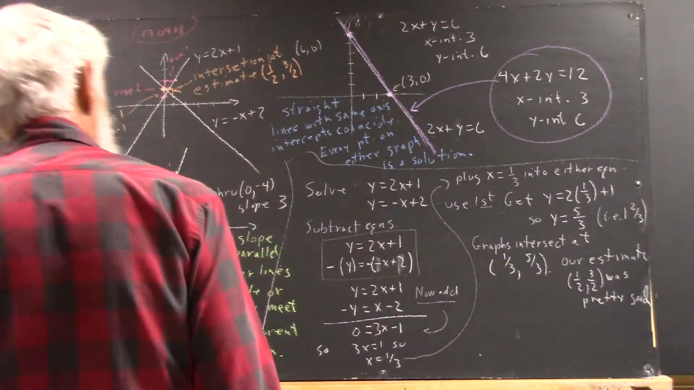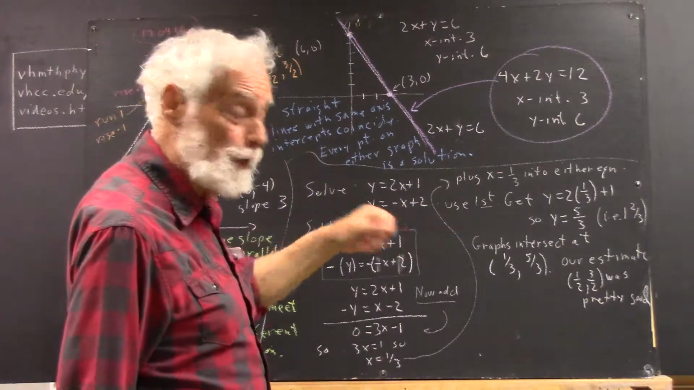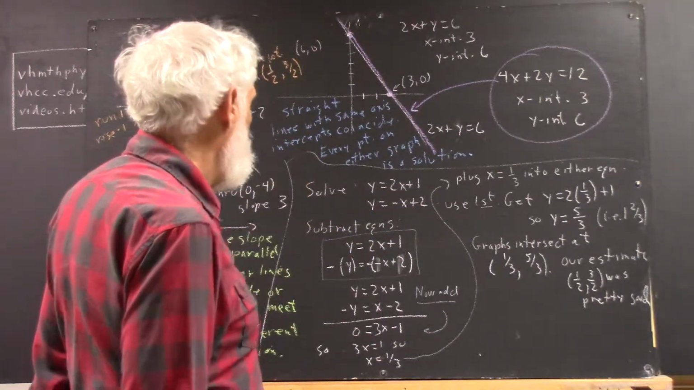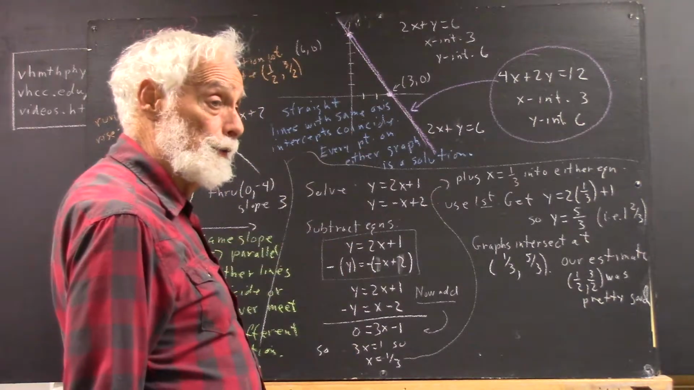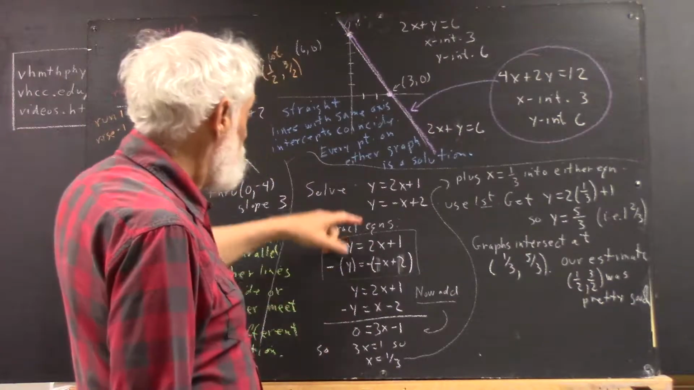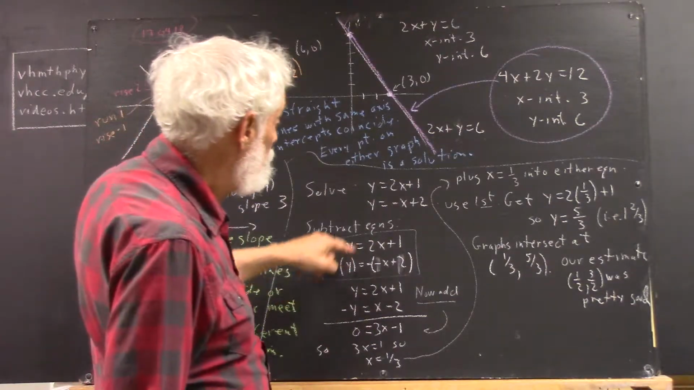Okay, the first system is y equals 2x plus 1, y equals negative x plus 2. To solve that system, we're going to subtract the equations. To subtract the equations, we're going to multiply the second equation by negative 1, and then we're going to add the results.